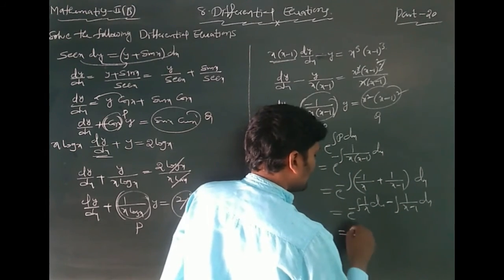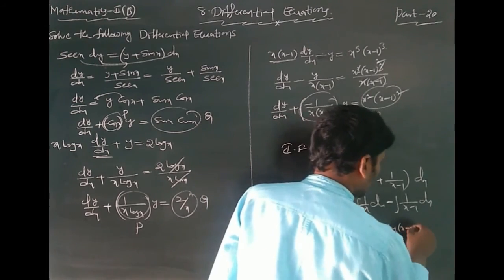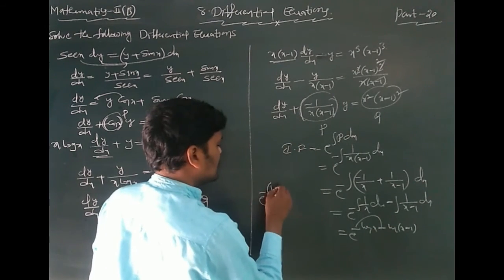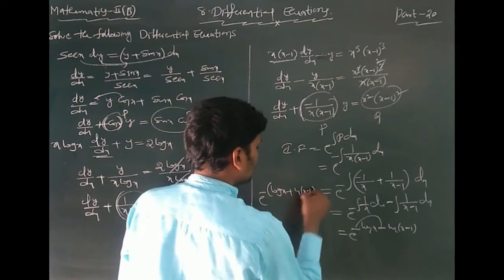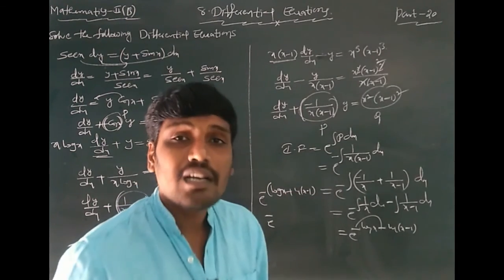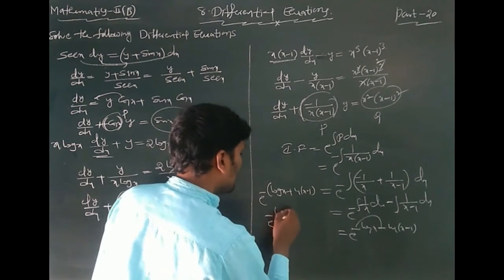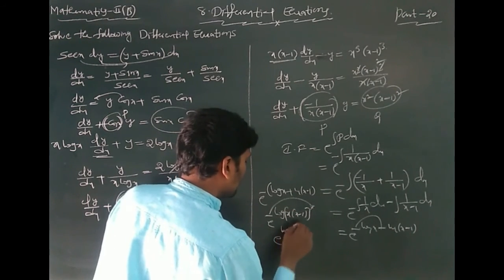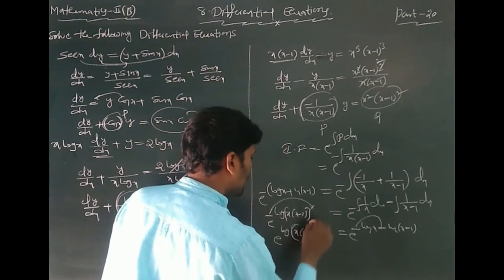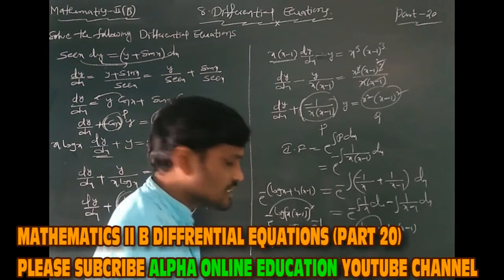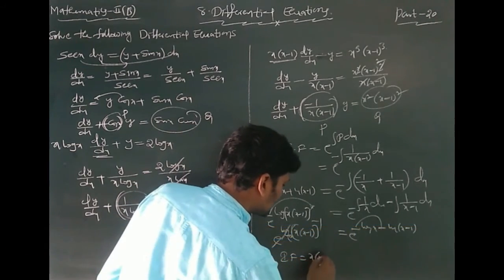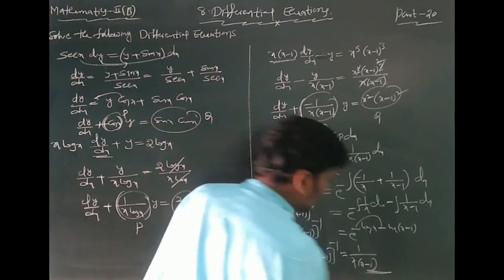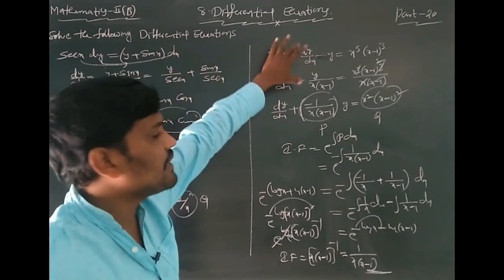This can be written as e power minus log x minus log of x minus 1. After that, taking these two terms in common, minus log x plus log of x minus 1, e power minus log x plus log of x minus 1. Log a plus log b is log a into b, so log x into x minus 1. This power goes here: e power log of x into x minus 1 over power minus 1, basically gets cancelled. You get the integrating factor value as x into x minus 1 to the power minus 1. This can be written as 1 by x into x minus 1. This is the integrating factor of the given differential equation.